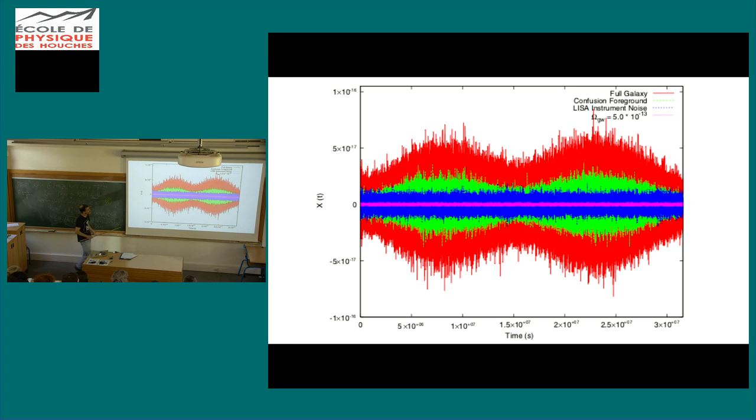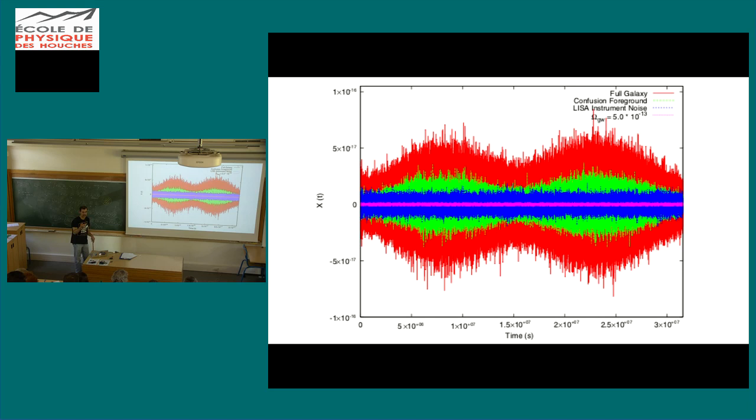This light pink trace here is for a simulated gravitational wave background with a level of 5 × 10⁻³. Okay? So you see you've got this modulated confusion noise from the galactic white dwarf binaries, you've got the instrumental noise here, and then you've got the gravitational wave background. So this is a foreground, this is a background, this is the instrumental noise, okay?